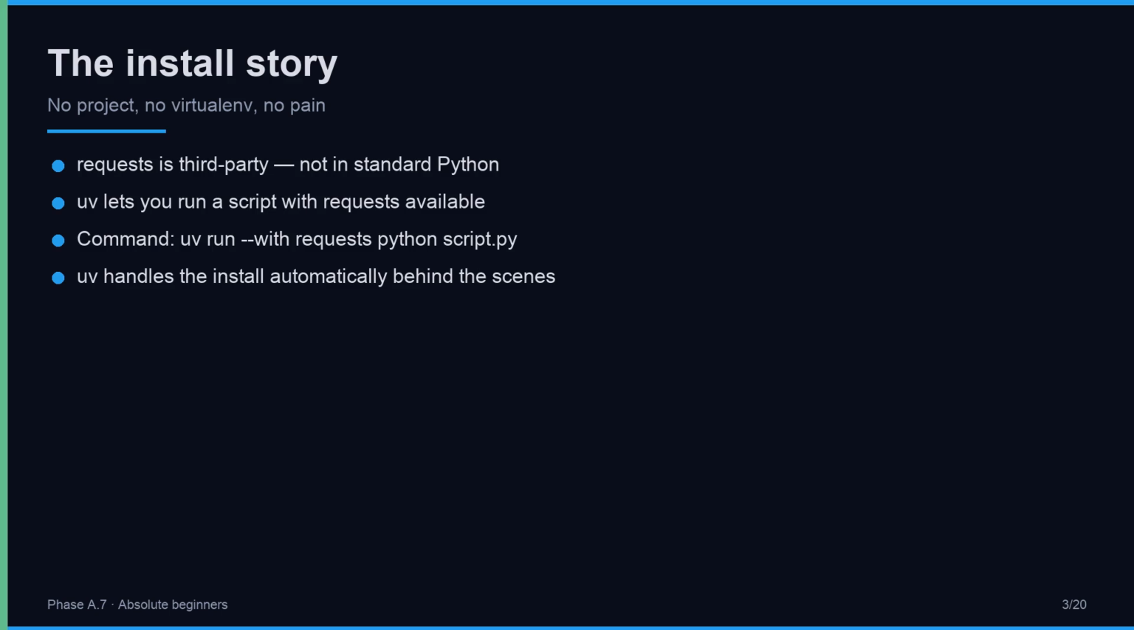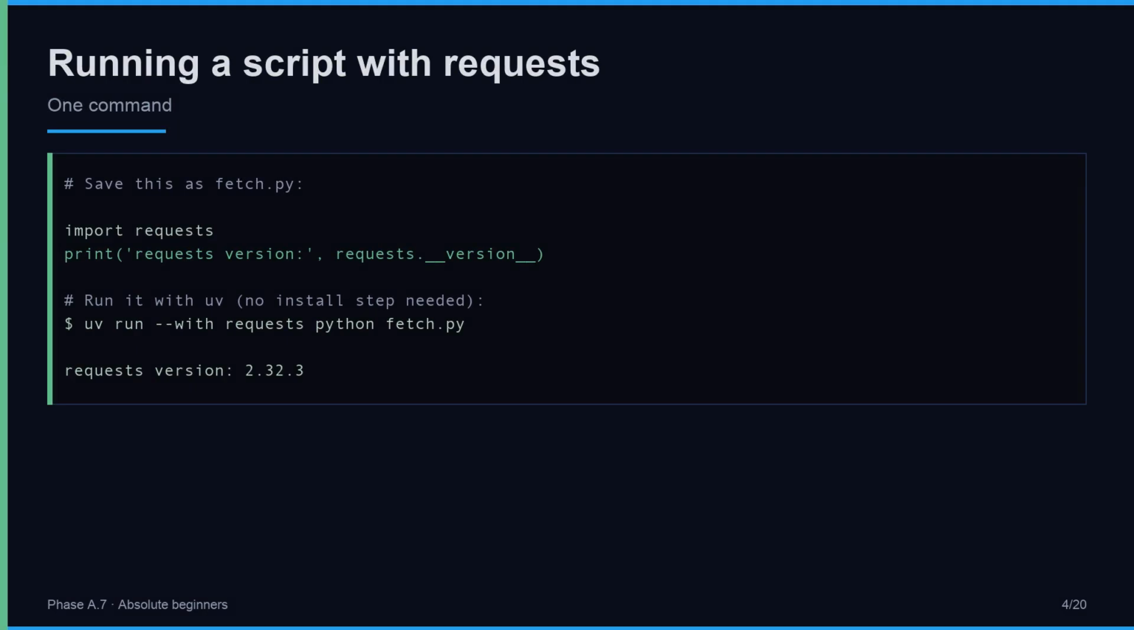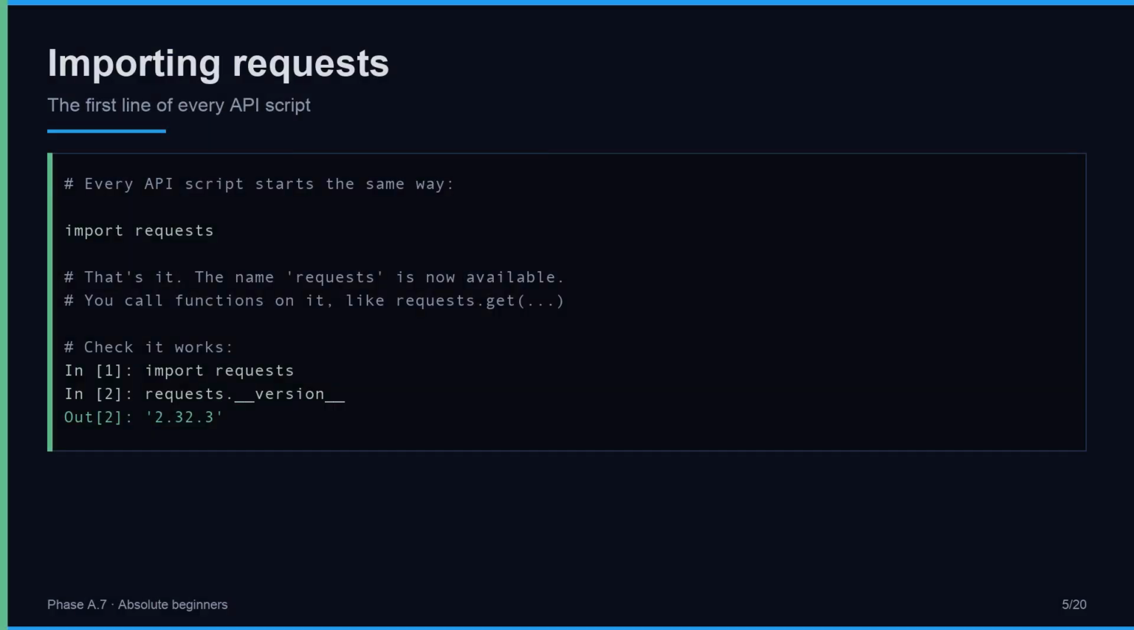No setup, one command. Save this tiny script as fetch.py. It imports requests and prints the version number. Now run it with uv run --with requests python fetch.py. The first time you run this, UV downloads requests and its dependencies. It may take a few seconds. The second time, it is instant, because UV caches everything. You will see the version number printed. That confirms requests is available and your script can use it. From here on, every API call is just more code in the same script, run the same way. UV handles the install. Every API script you write starts the same way: import requests.